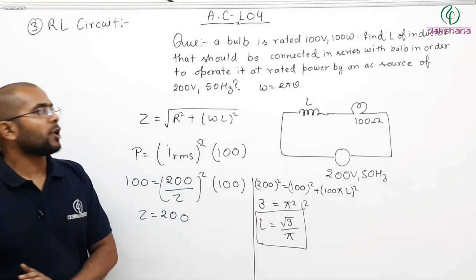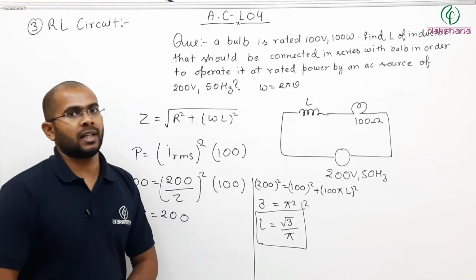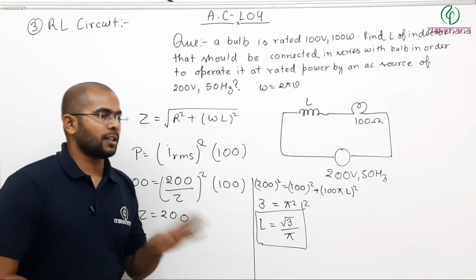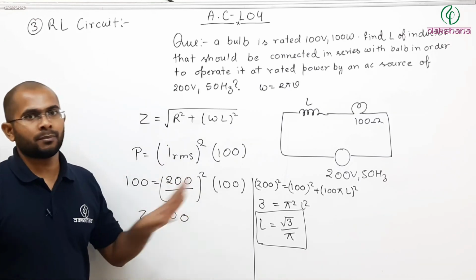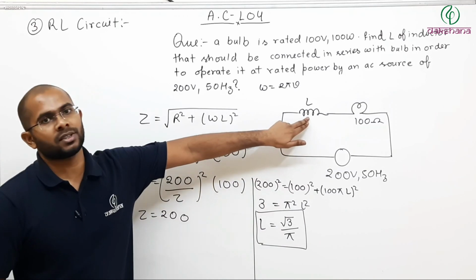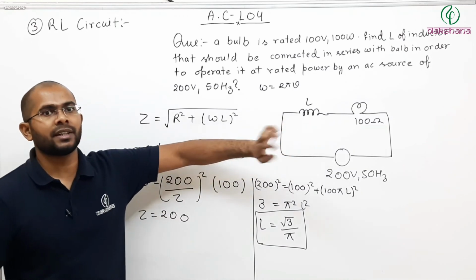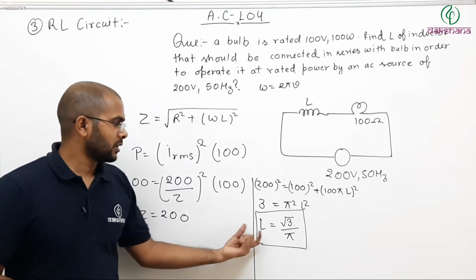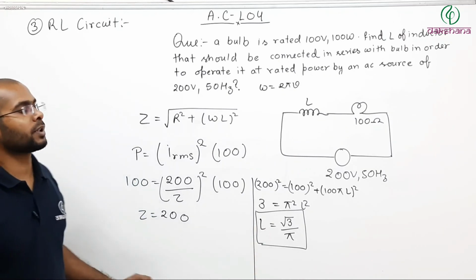So understand why we are adding an inductor and not a resistor. Because in case of adding a resistor, I can also get the same power from the bulb, but in that case, some energy will be wasted here. But in case you add an inductor, no energy will be wasted. So like this. Pause the video, note it down.